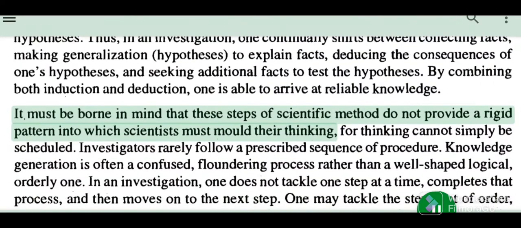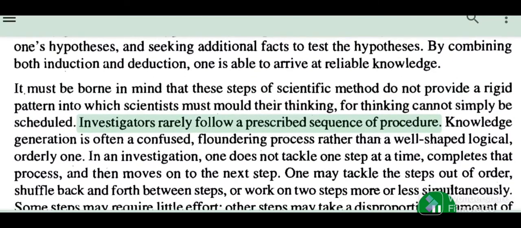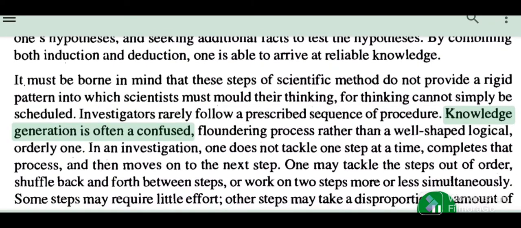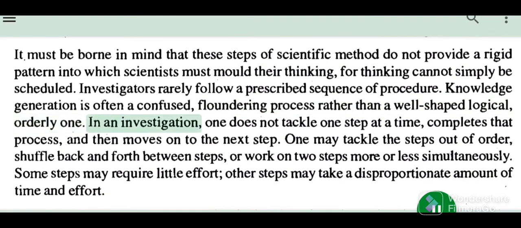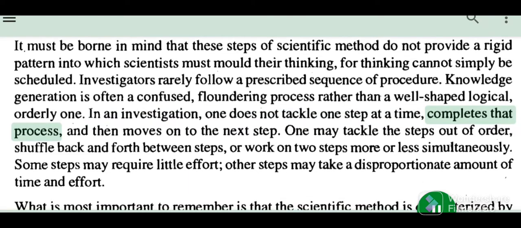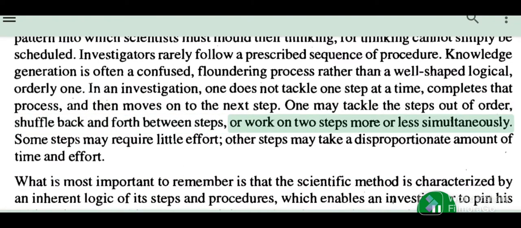It must be borne in mind that these steps of scientific method do not provide a rigid pattern into which scientists must mold their thinking, for thinking cannot simply be scheduled. Investigators rarely follow a prescribed sequence of procedure. Knowledge generation is often a confused, floundering process rather than a well-shaped, logical, orderly one. In an investigation, one does not tackle one step at a time, complete that process, and then move on to the next step. One may tackle the steps out of order, shuffle back and forth between steps, or work on two steps more or less simultaneously.